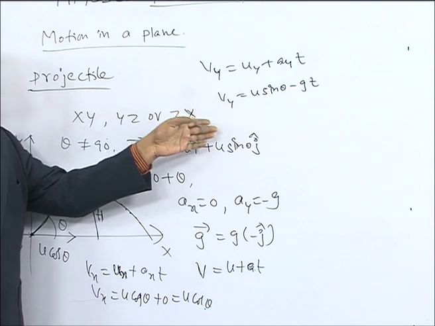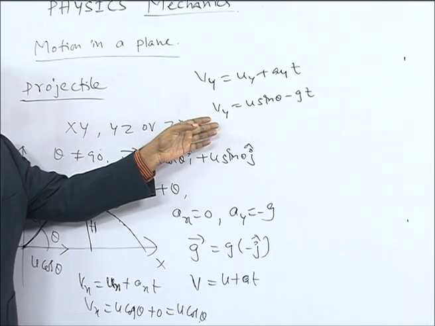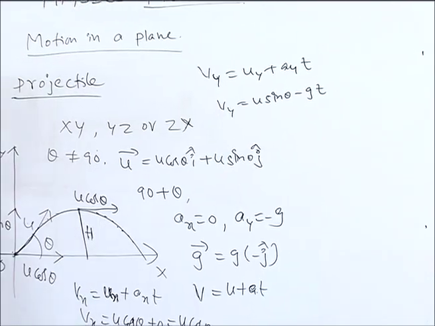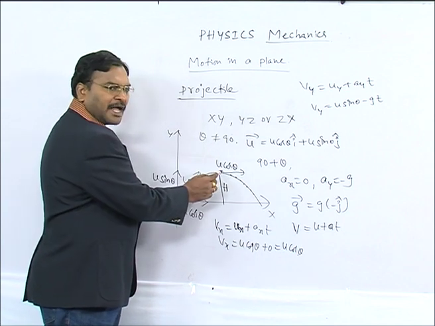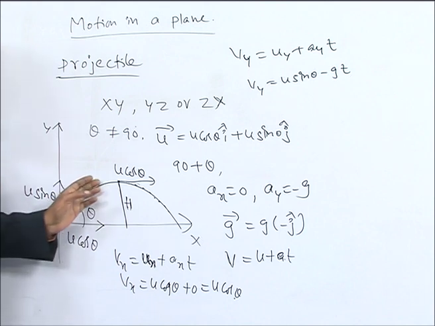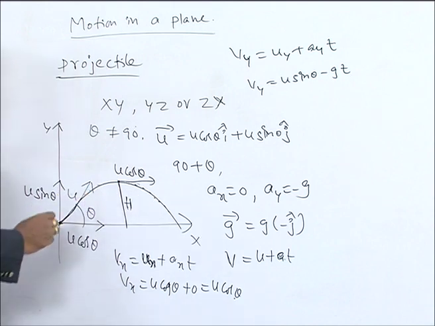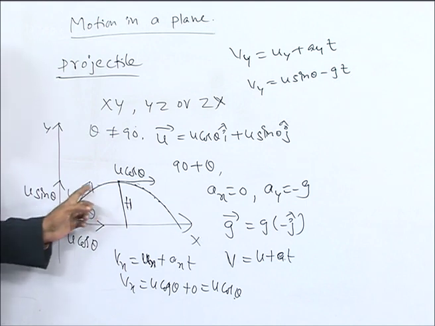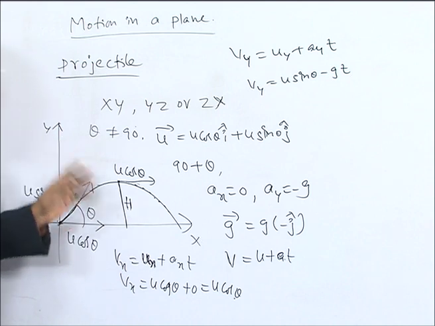That is why, in the vertical direction, as time goes on, the Vy value, the u sin theta value, goes on decreasing. Finally, it becomes 0 at the maximum height. After that it again increases in the downward direction. So at each and every point in the trajectory of the projectile, it has two velocities. One is the horizontal component of velocity, one is the vertical component of velocity.